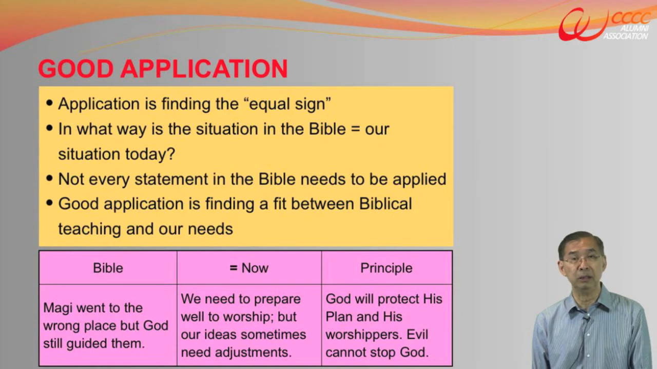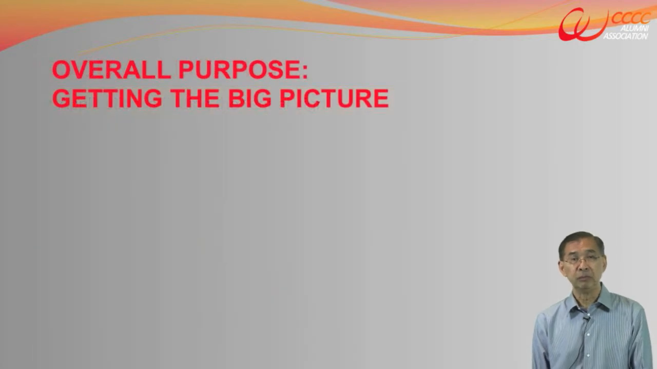So the principle would be God will protect his plan and his worshipers. Even evil, in this case Herod, would not be able to stop God from carrying out his plan. And this is how God saved Jesus Christ when he was about 2 years old.